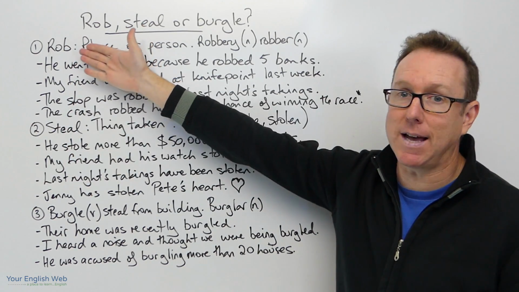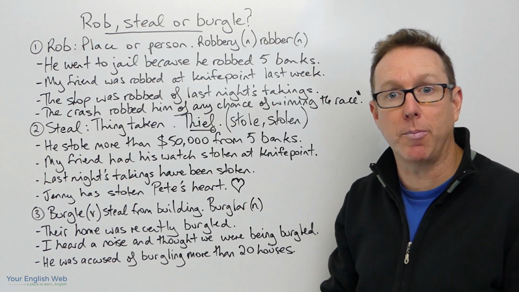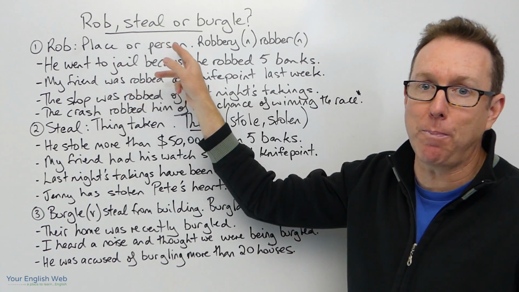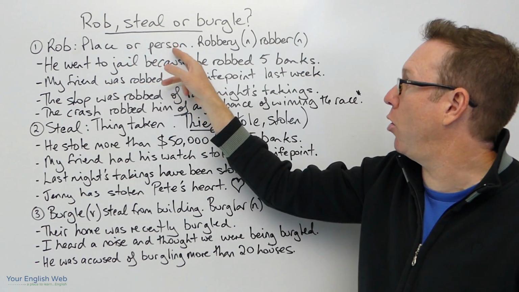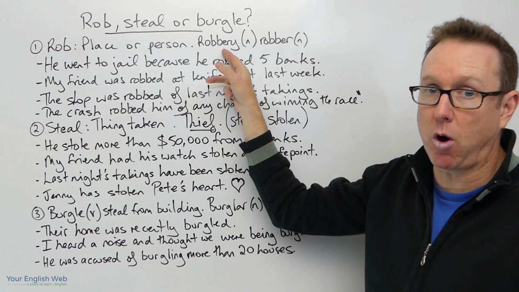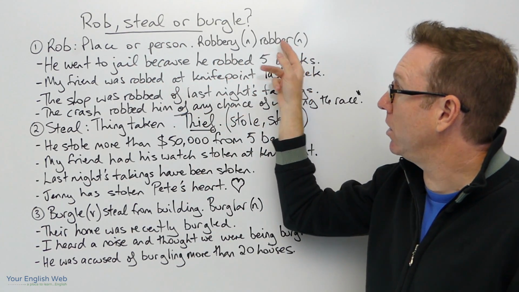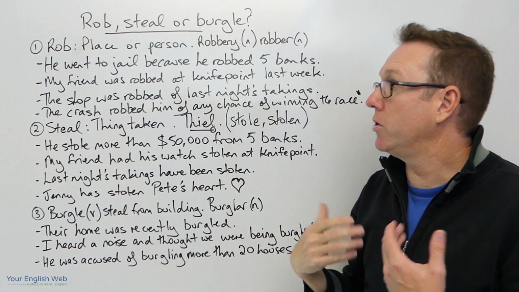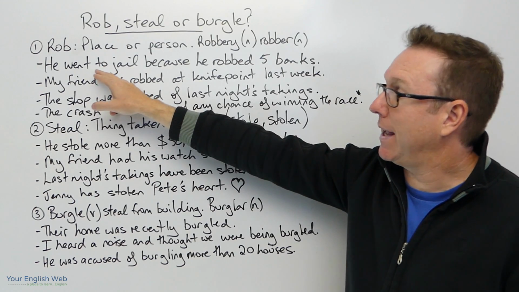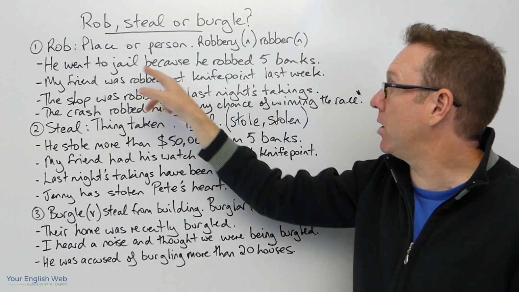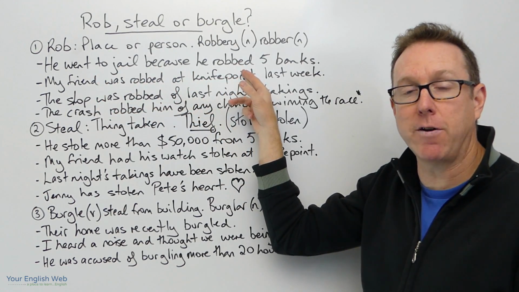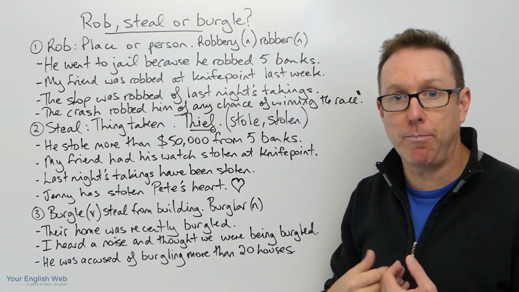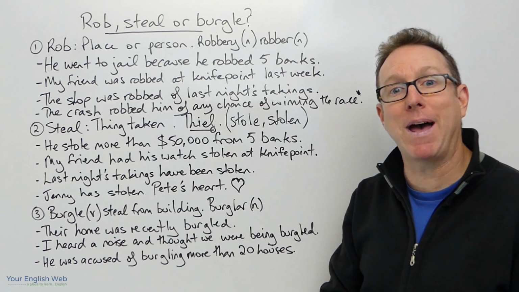Now, the first word I'm going to look at is rob, the verb to rob. And rob is a regular verb: rob, robbed, robbed. And we rob places or people, okay? The noun is robbery. And the person that robs is called a robber. So, example, he went to jail because he robbed five banks, okay? He was a bank robber.